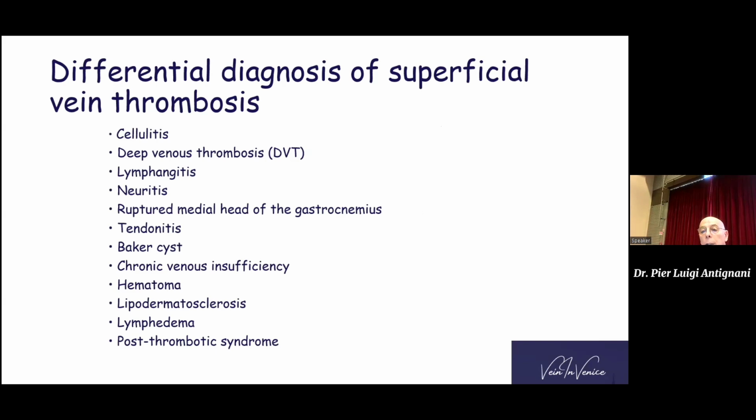The differential diagnosis of this disease is listed here. Cellulitis, deep vein thrombosis is a complication of superficial vein thrombosis, and so on. To remember also the post-thrombotic syndrome is very important as a secondary condition of superficial vein thrombosis with extension to the deep system.